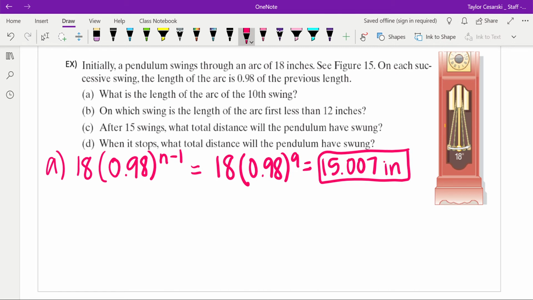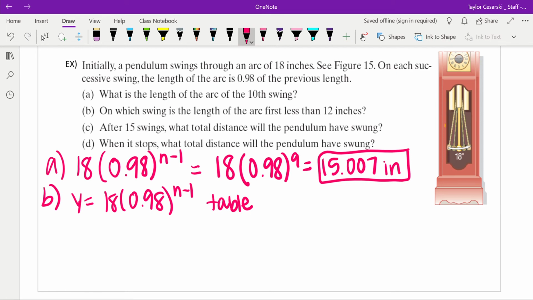Okay, all right, on which swing is the length of the arc less than 10 inches? Okay, so what I would do, and again, there's many different ways you can approach this, is you have this recursive formula, right? So you can go and put that into y equals in your calculator, 18 times 0.98 to the n minus 1. Obviously, it'll turn into x there. So if you go into 18 times 0.98 to the x minus 1, and so I'm looking for, if I go to the table, the first place that it is less than 12 inches.